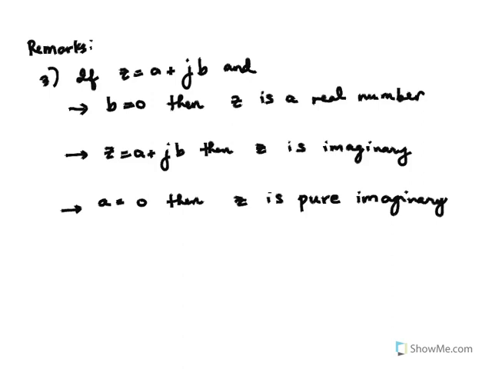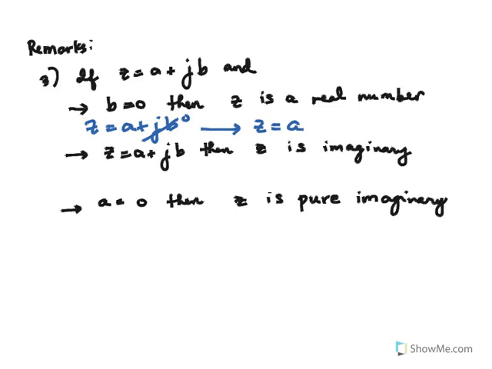Now, an additional remark: if z is equal to a plus jb, okay, and b is equal to 0, then z is a real number, okay? Because if you have z equals a plus jb and then b goes to 0, meaning the imaginary part is 0, then what is left is only a, which is a real number, and so the complex number is simply a real number. That is why we can always say that all real numbers are complex numbers having their imaginary parts equal to 0, or having b equal to 0.